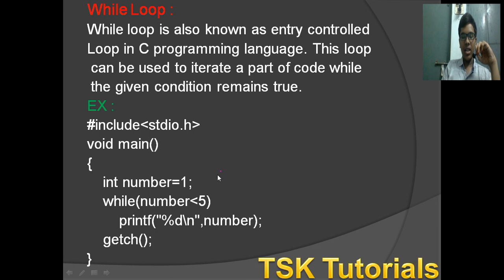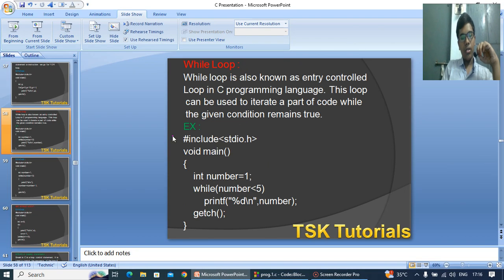We cannot get out of the loop. What do I have to print? I have to print %d \n. This is what I have to print as integers. What integers? From where do I have to get them? I have to get the value stored in the variable number. And then the closing getch and the closing braces. Now let me run this code.